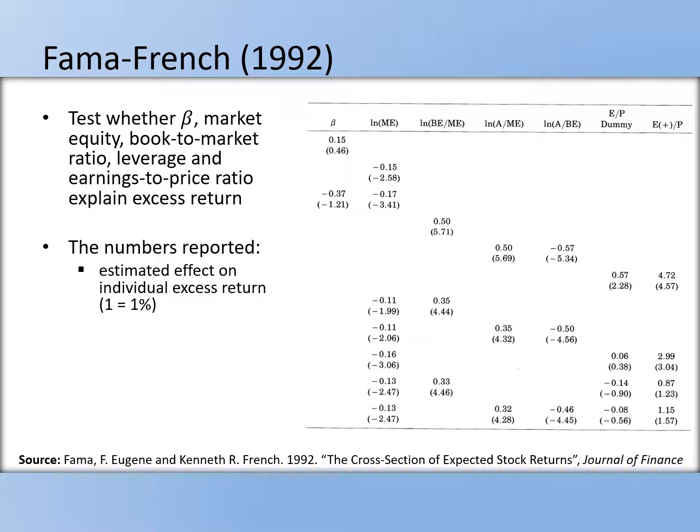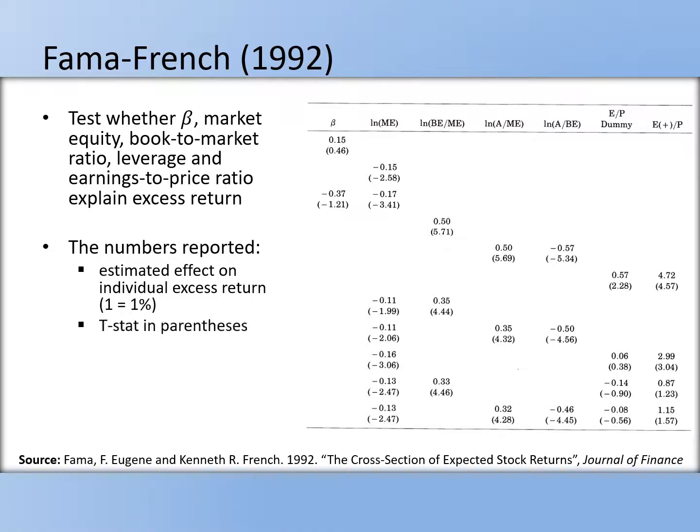Right. So excess return itself is already a percentage, right? Like the stock return is, say, 10%. Subtract 3% risk-free return, that's 7%. And this is saying that if beta increased by 1, your excess return would increase by 0.15%. That's what it says.